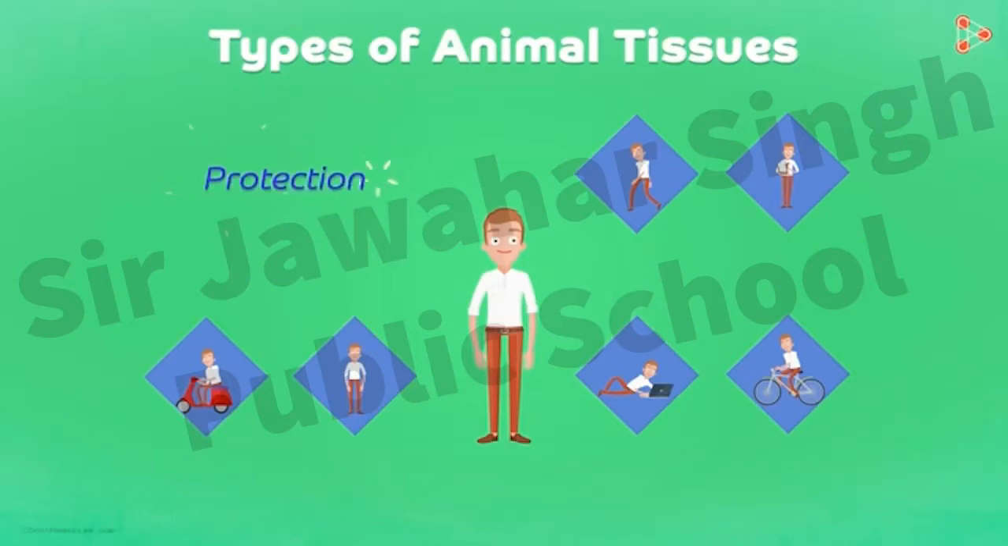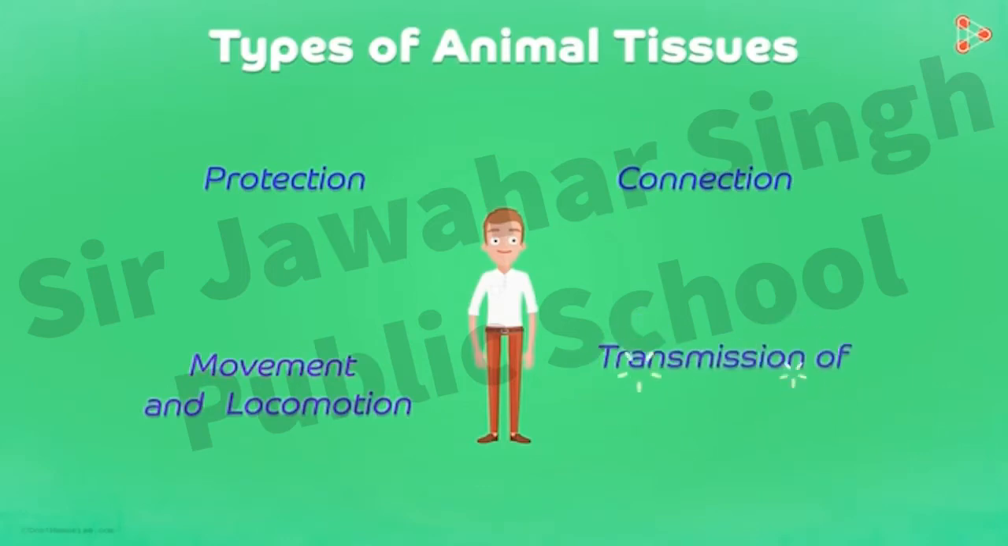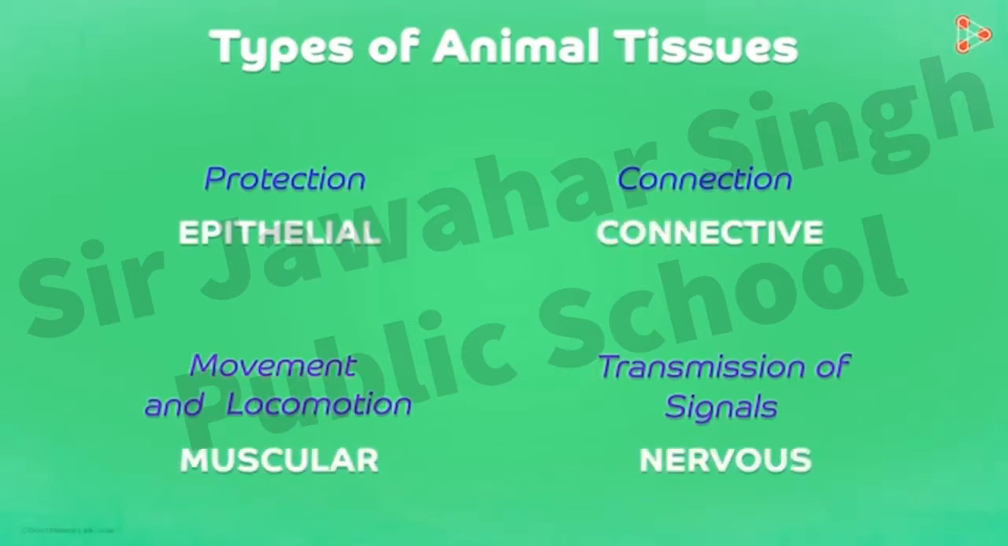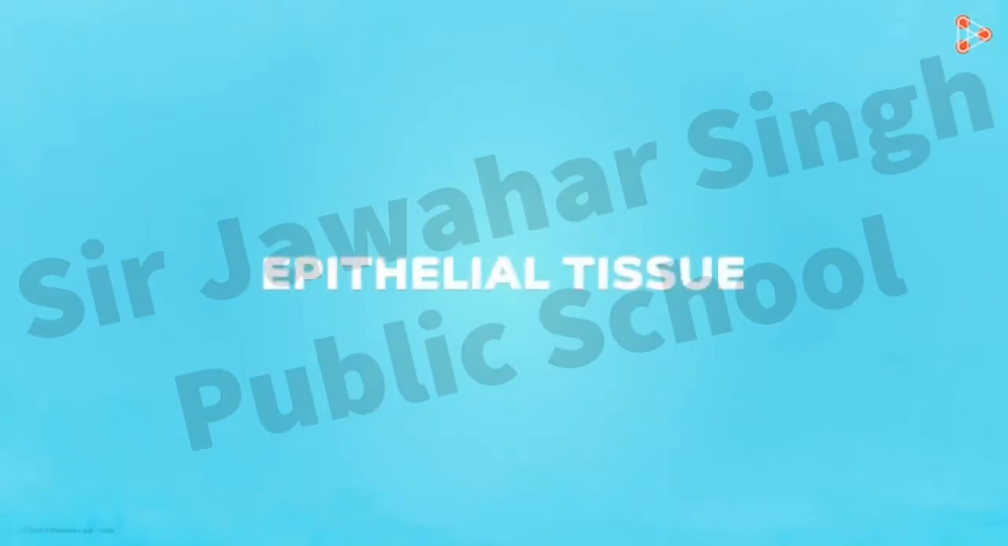Firstly, we have the one for protection, then another for connection, followed by movement and locomotion, and lastly for transmission of signals for quick and efficient work. Based on this, we get the 4 major types of tissues as epithelial, connective, muscular, and nervous. So in this video, let's begin with the first type, that is the epithelial tissue.